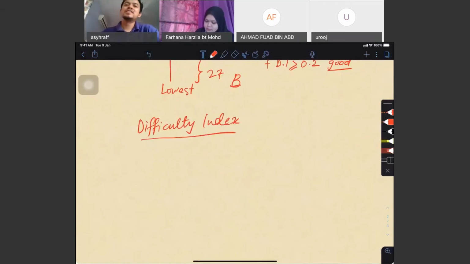What is difficulty index? This is much simpler. Farhana? Number of the candidates who answer correctly. Yeah, but we're not comparing between good and bad groups. Here we're comparing overall, the questions. It is a very simple index. It is how many students got it correct.